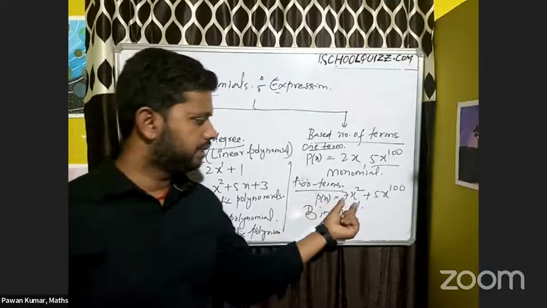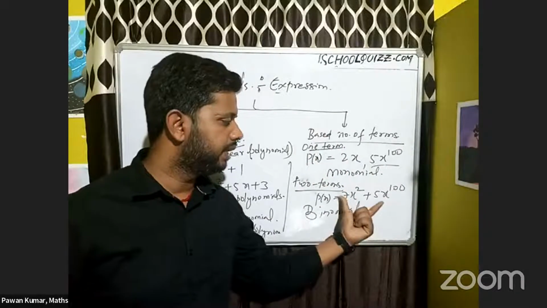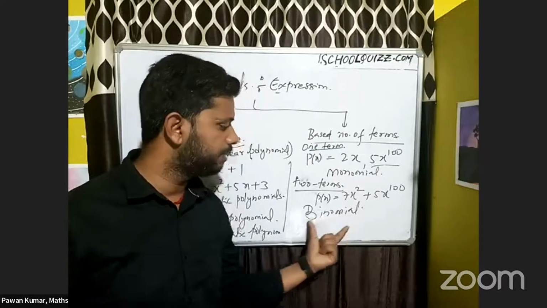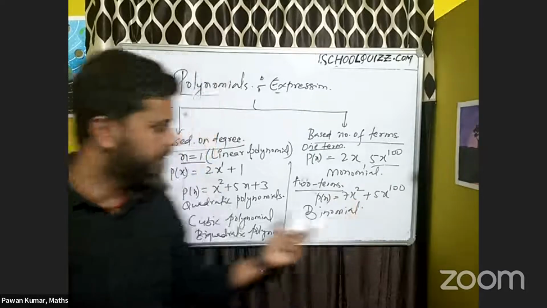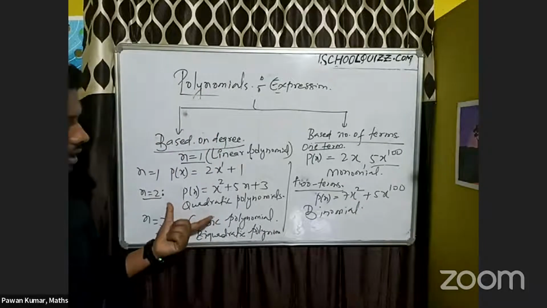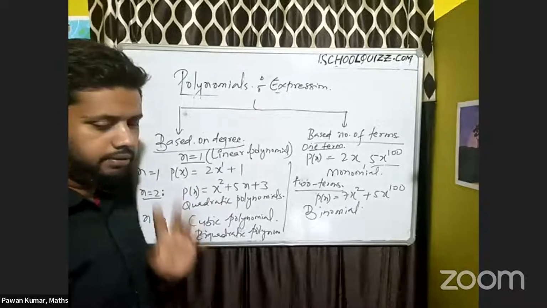Here p of x is 7x square plus 5x to the power 100. The degree is 100, but here there are two terms, that's why I'm writing it as a binomial. Correct. Here I am not seeing the degree, but here I have to see the degree, because they are having 2, so we can call it a quadratic by seeing the degree.